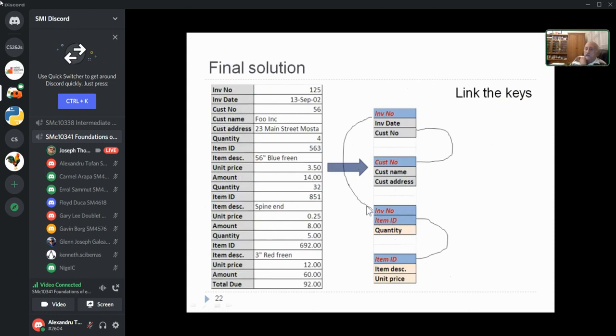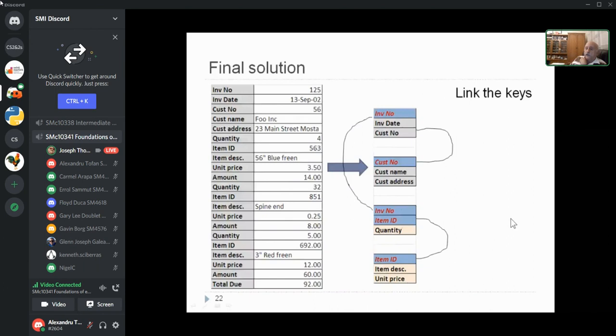If we look at an invoice line, we know that on invoice number 123, we had item ID 23 and we sold 10. But what is item ID 23? So we go to the table with item ID 23, and the item description is red paint, and the unit price is €5 per tin. Okay, so this is how they are linked together.